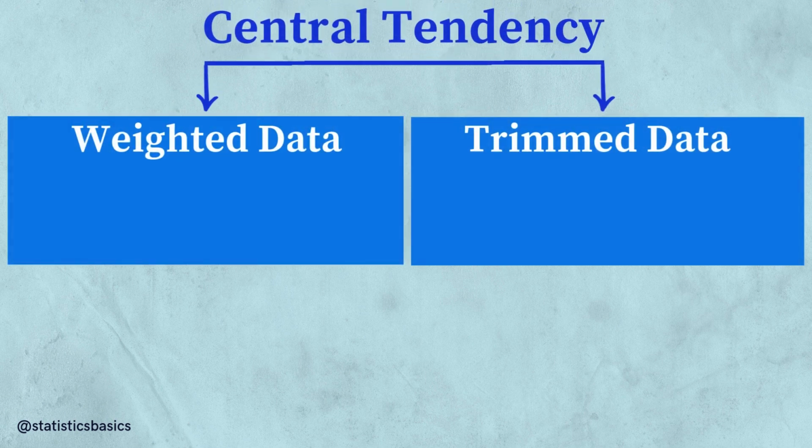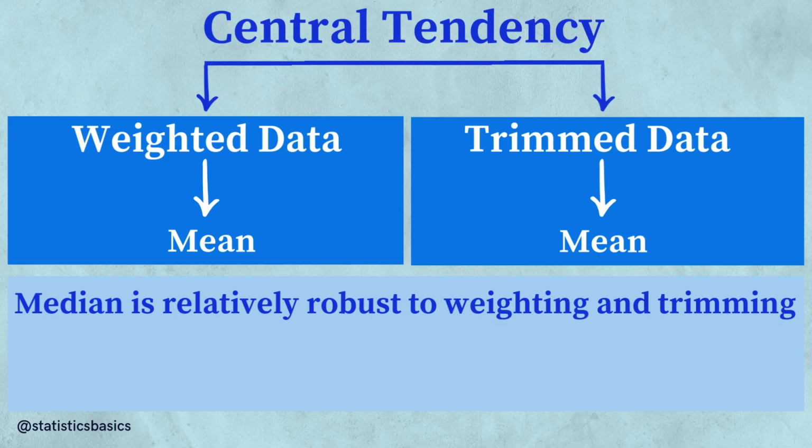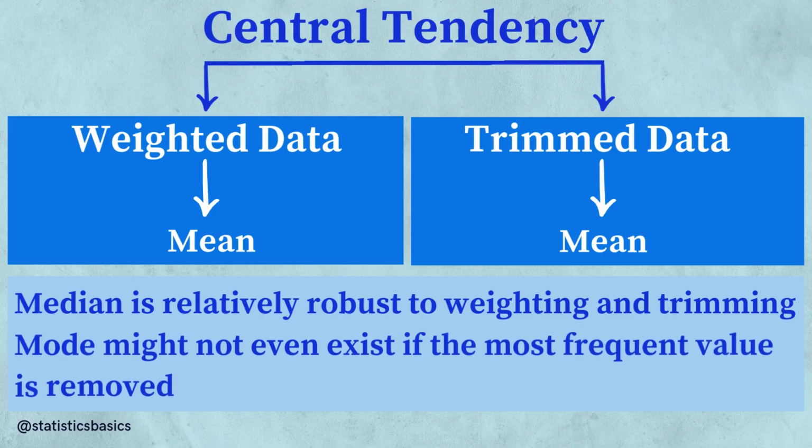The primary measure of central tendency for both weighted and trimmed data is the mean. However, other measures like the median and mode can also be calculated, but they may not be as informative. The median, for instance, is less affected by weighting and trimming since it only considers the middle value, and the mode might not even exist in trimmed data if the most frequent value is removed during trimming.